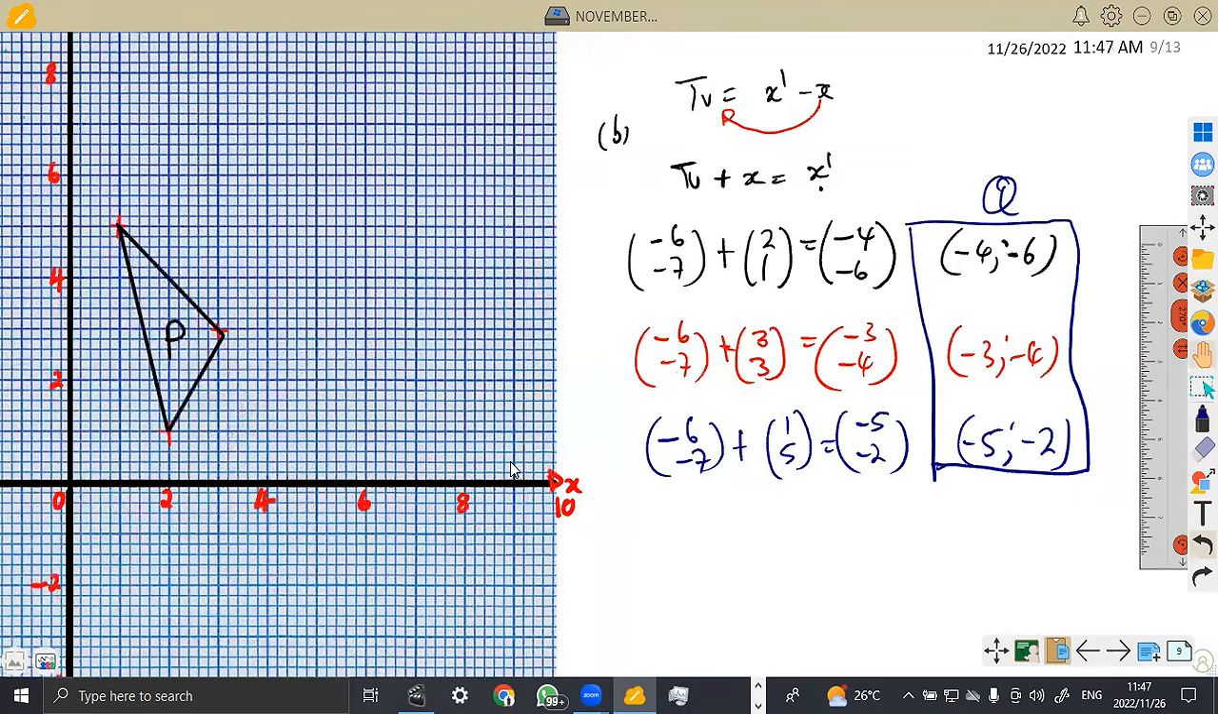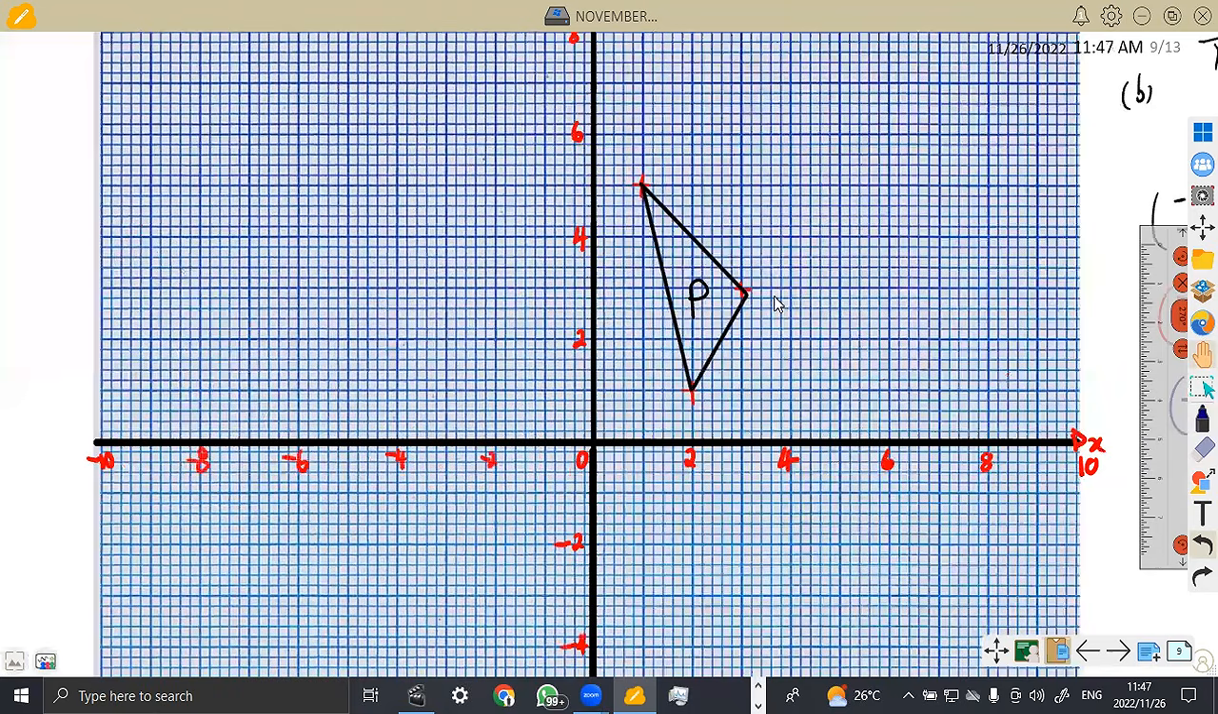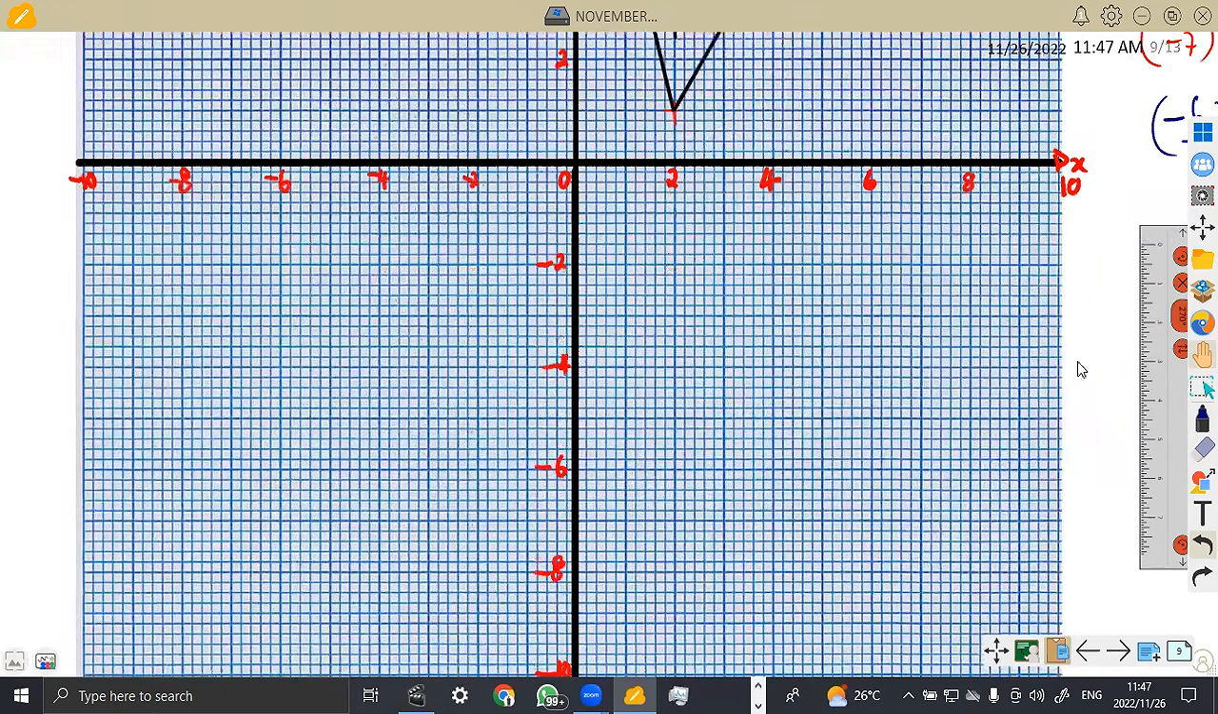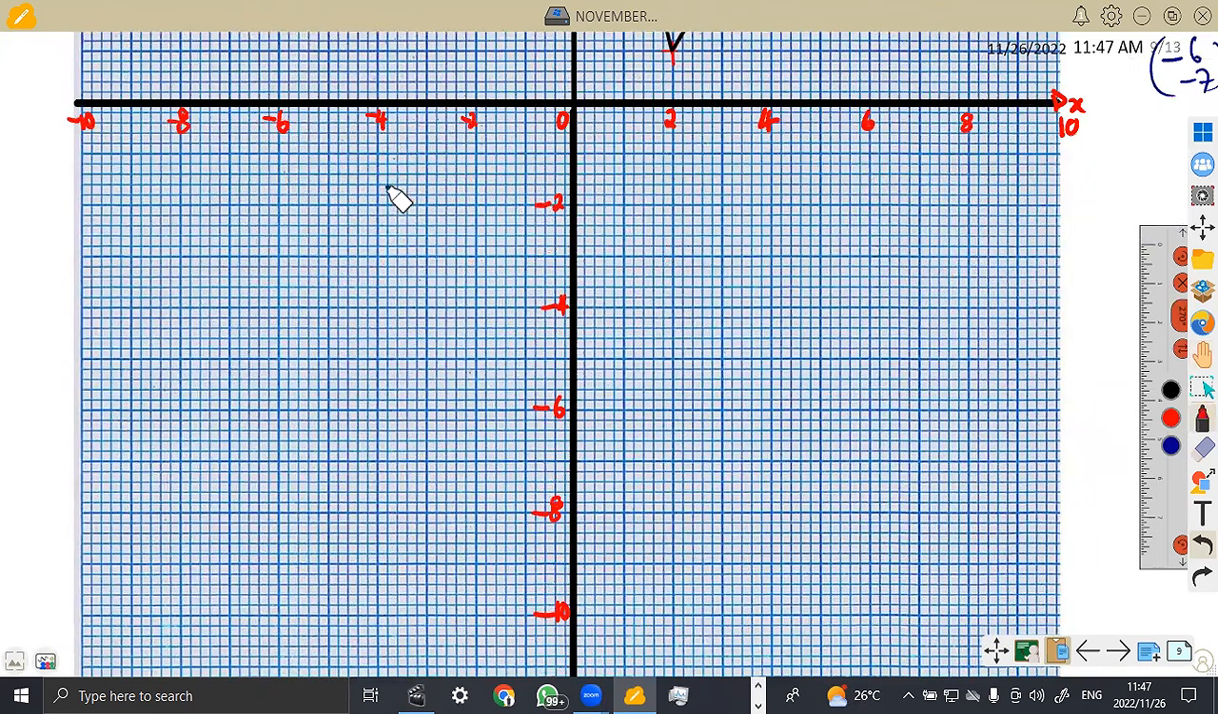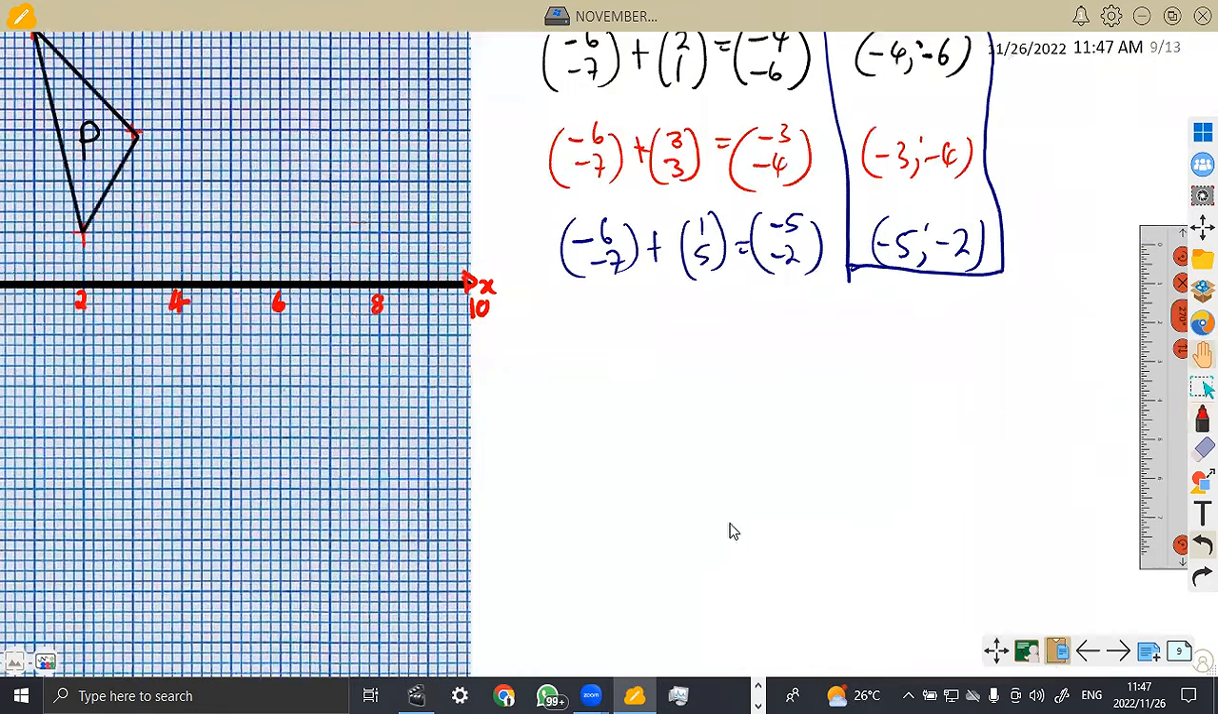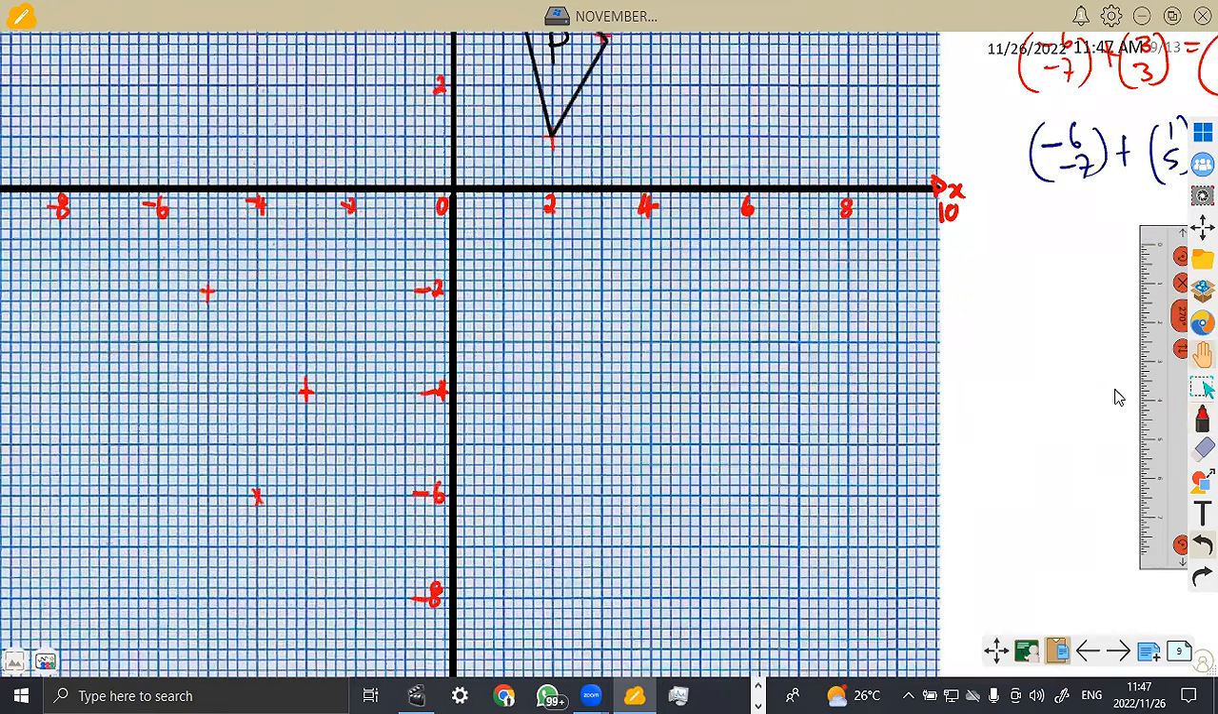First point, (-4, -6). So we've got (-4, -6), that's down here. Let's just mark (-4, -6), where these two meet, mark a point. The other point was (-3, -4). So this is negative 3, negative 4, somewhere here, mark a point. Followed by (-5, -2). So that was negative 5, negative 2. Okay, let's just check our points. All right, (-3, -4), (-5, -2). So those are the points.